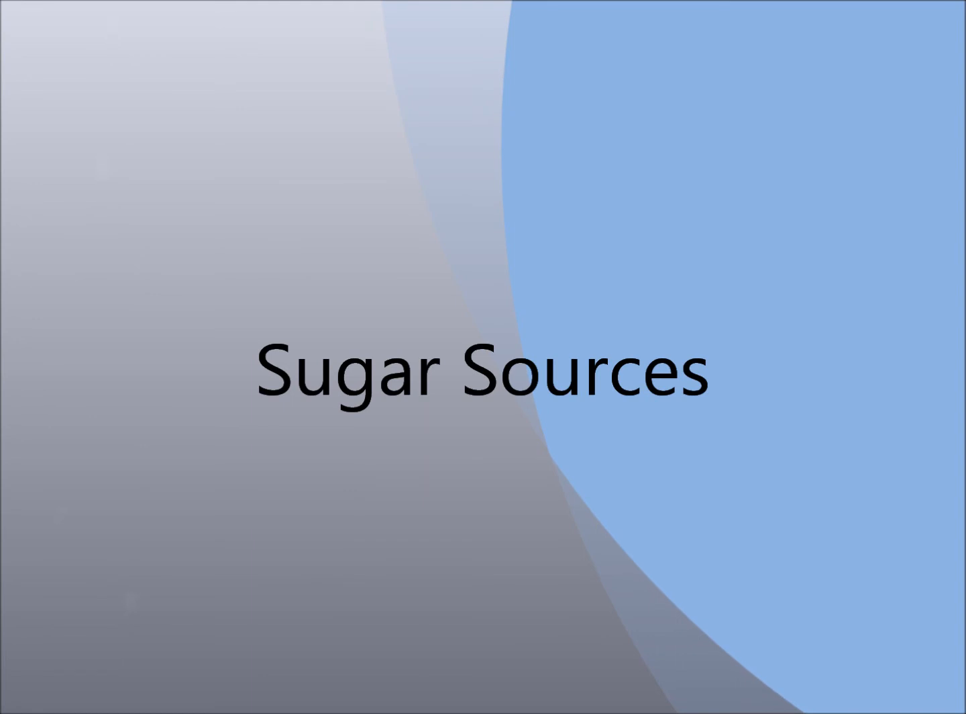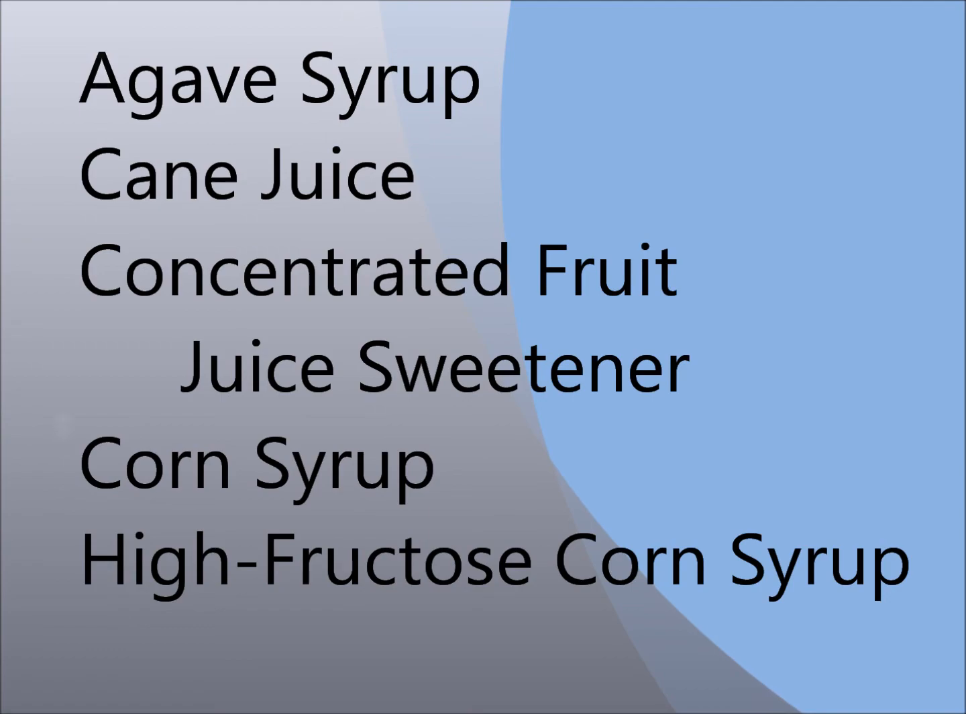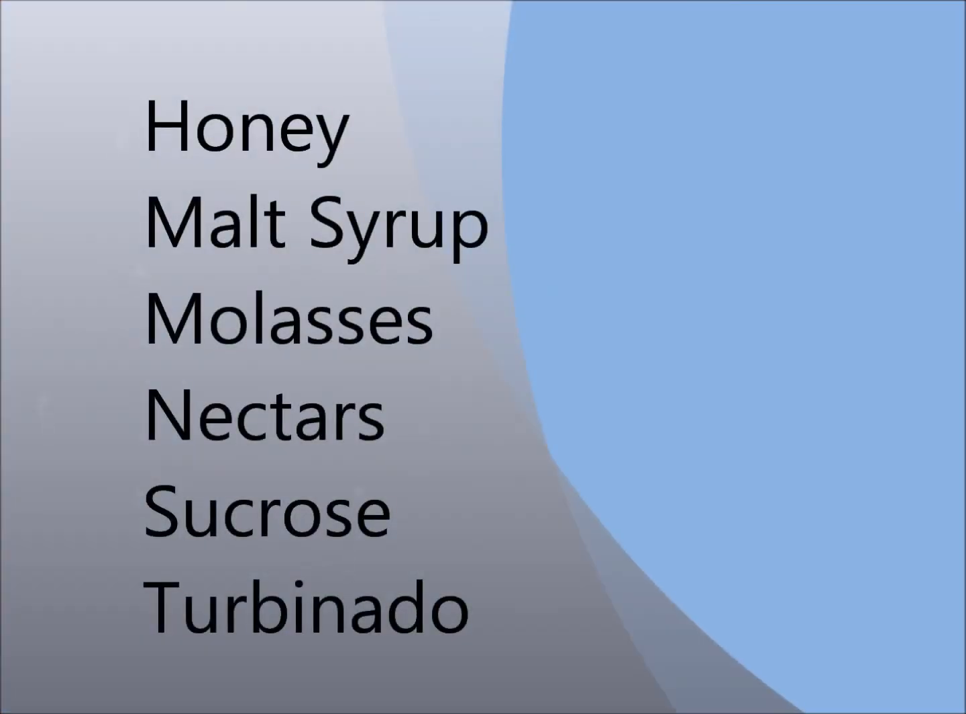Sugar can go by many names, but all varieties contribute calories and tooth decay potential. Examples include agave syrup, cane juice, concentrated fruit juice sweetener, corn syrup, high fructose corn syrup, honey, malt syrup, molasses, nectars, sucrose, and turbinado.